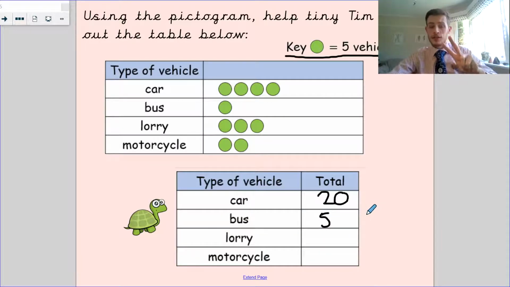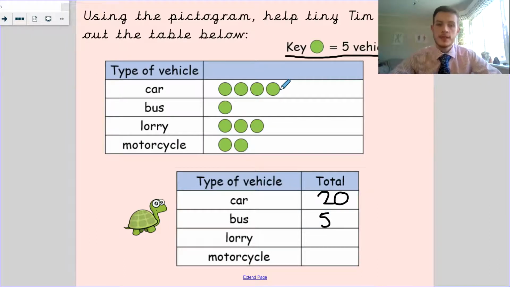So I've shown you 2 ways so far. You can either put up the amount of fingers, so if it's car, there's 4 dots, and then count each one in your 5s. You could start from 0 and make a note in your head how many 5s you've counted, and once you've counted as many times in 5 as there are dots, then that's your answer.